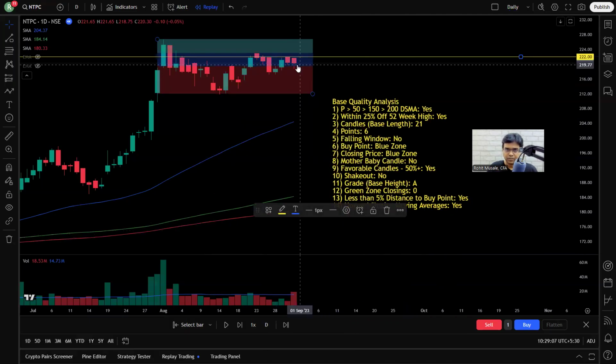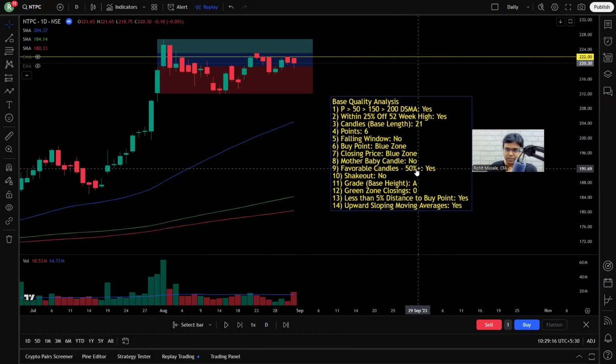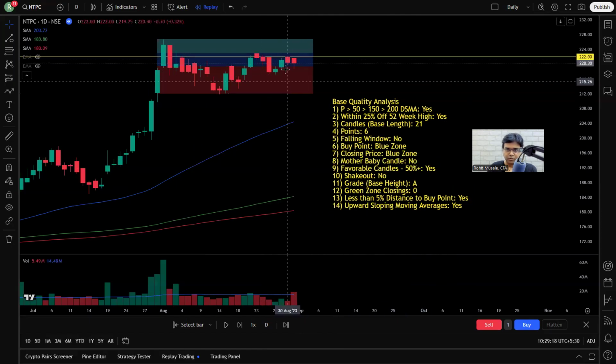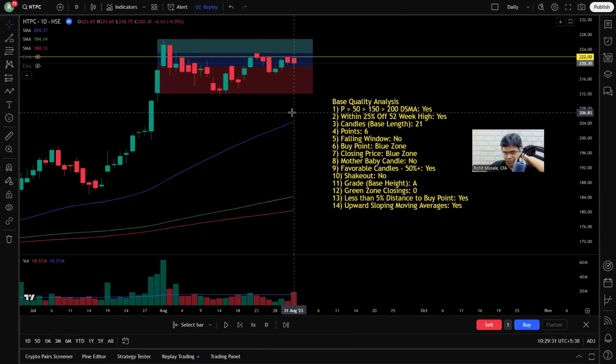Where is the closing price? Closing price is also in the blue zone. Fantastic, right? We want tightness on the right side of the base. Then mother baby candle. Is there a mother baby candle? No. I checked. If I look at these two candles, the low of these two candles is the same. So point number 4 is the low of the green candle, which is the latest candle. So we don't see mother baby candle combination in the latest 4-5 candles.